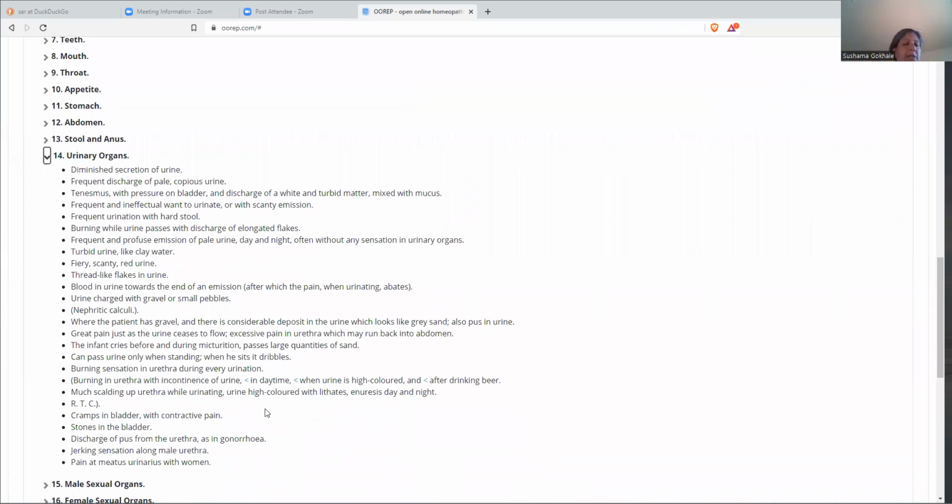Here we have diminished secretion of urine, frequent discharge of pale, copious urine, tenesmus, meaning cramping or stricture, with pressure in the bladder, and discharge of a white and turbid matter mixed with mucus, frequent and ineffectual urge to urinate, or with scanty emission, and so on and so forth, you know?